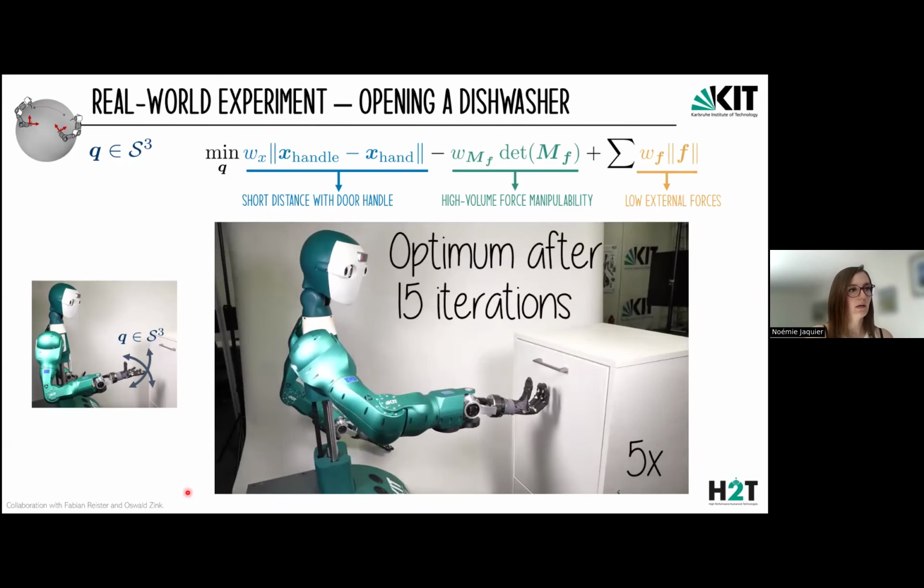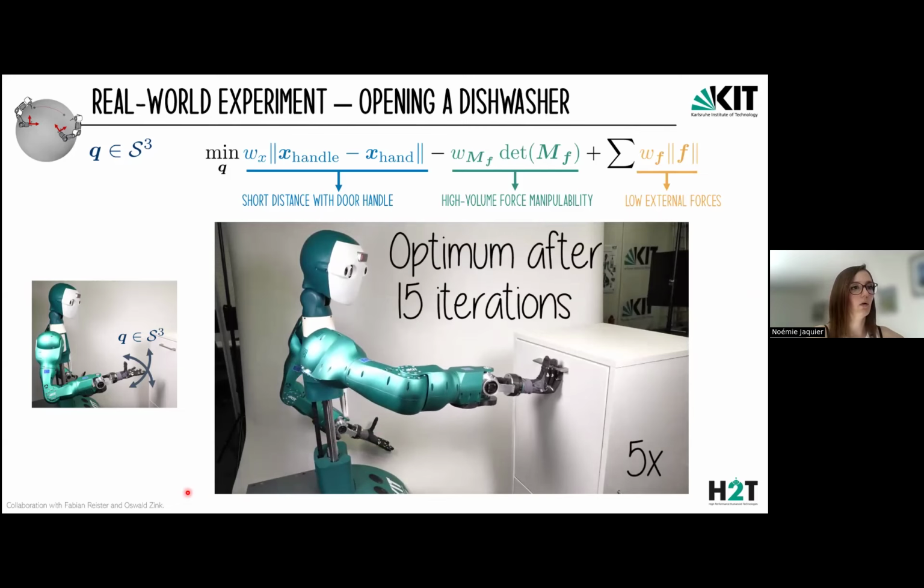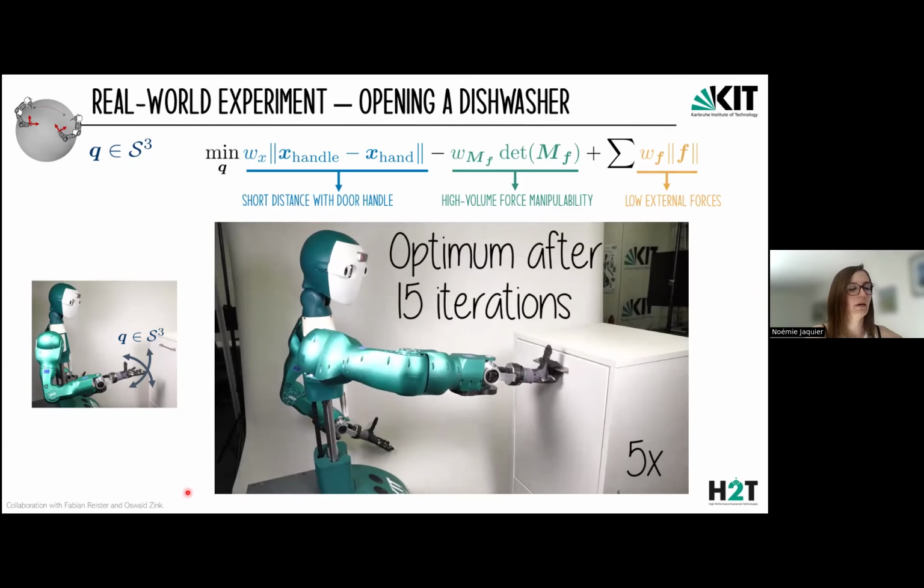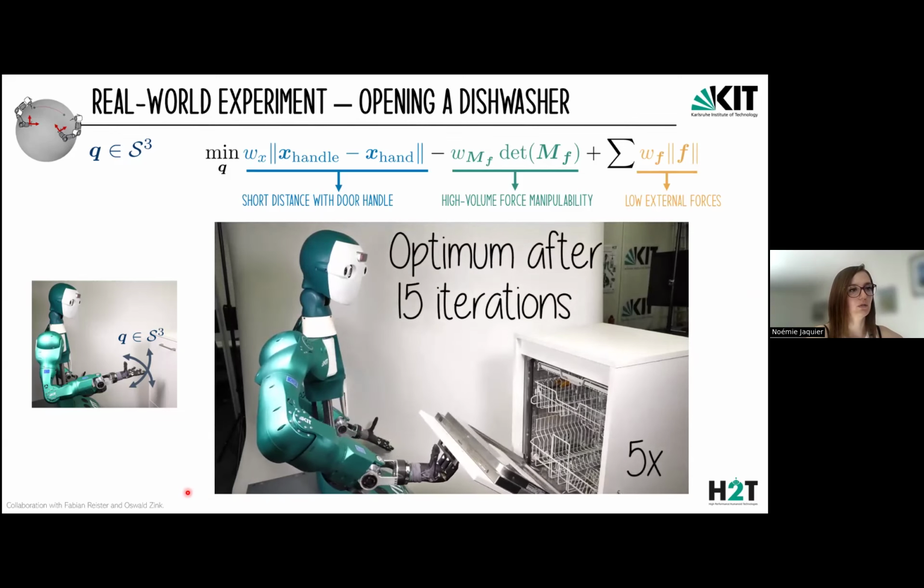Okay, so this is our optimum after 15 iterations. You see that we have a low contact force, we can reach the door handle, and we have a manipulability that is high enough to give the force to the robot to finally open the dishwasher.